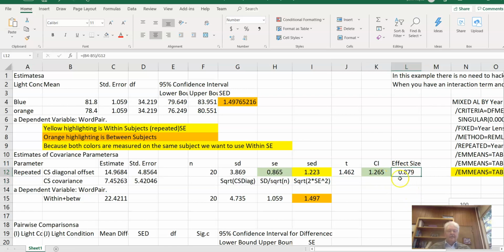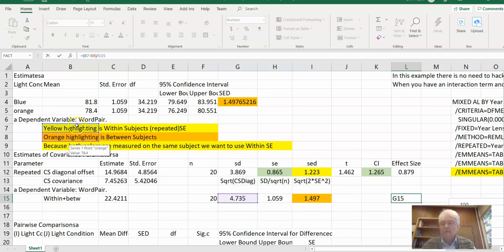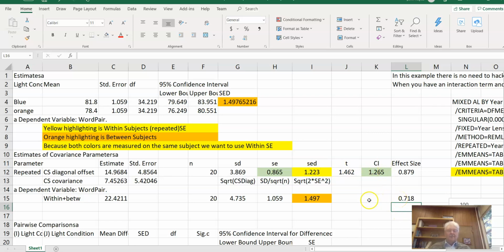Our effect size in this case is the difference between the means divided by the standard deviation, again from this within subject component. So again, our effect size is based on the fact that we're looking at the differences, the effect size within an individual, not including the between. We could figure out what the effect size was if we were considering all the data. So instead of 0.879, it would be 0.718. So it would be less.